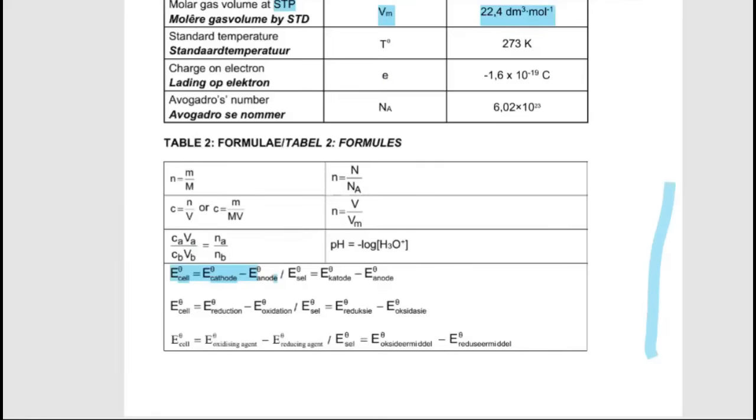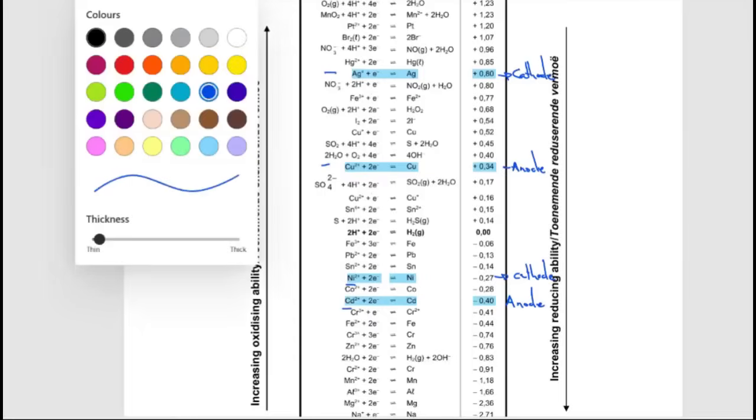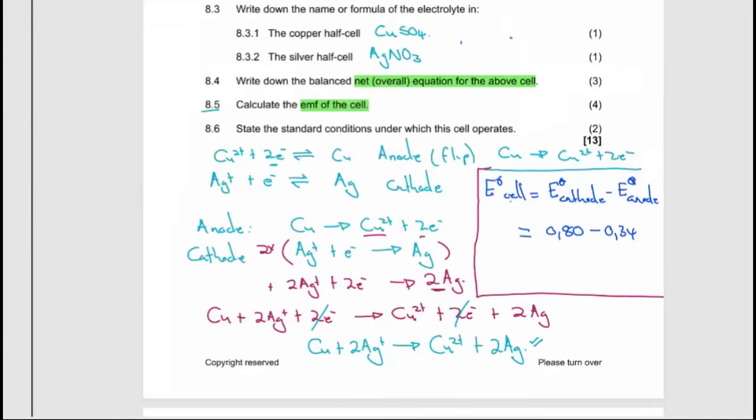We're having silver and copper. Can you see these are the values that I'm using? Let me use a black to highlight. These are the values that I'm using: 0,34 for the anode and 0,80 for the cathode, right? So if I do my math, I'm going to get a value of 0,46 volts. Take note, your E theta cell is always going to be a positive value. If you get a negative value, just know you made a mistake. Just erase and start all over.